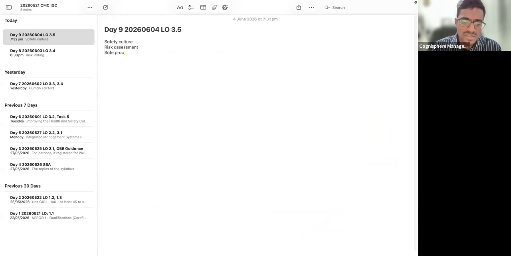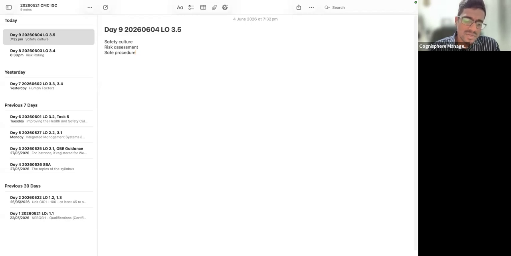Systems of work or safe procedures. Now, these risk assessments, safety instructions, or procedures are very much enough for most of the tasks or processes that we carry out. But there are certain tasks which require us to take even more additional measures, because they are high risk tasks.